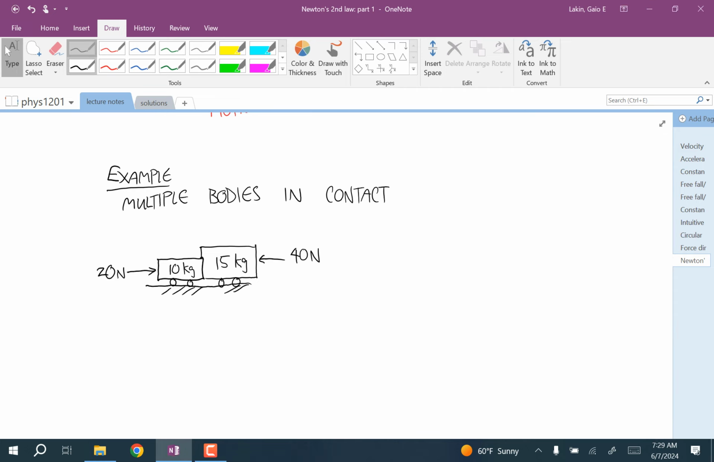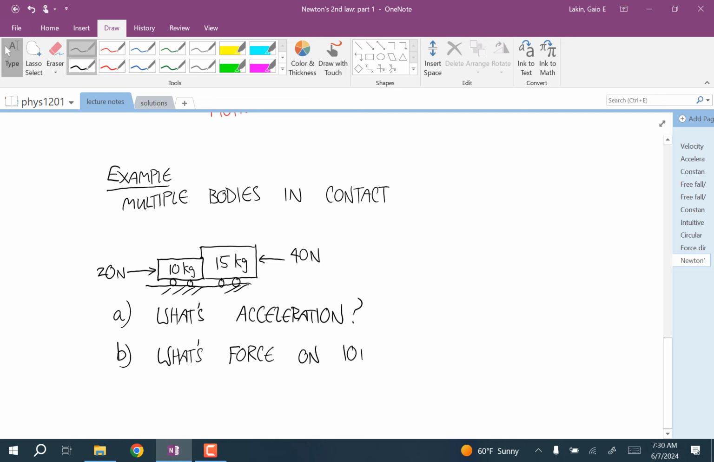We want to calculate the acceleration. And notice that these two things are in contact, so their accelerations are going to be the same. So when I say what's the acceleration, this is a case where calculating the acceleration of one is the same as calculating the acceleration of the other one. And then second, we want to calculate the force on one of these by the other. That's a pretty common thing. So what's the force on the 10 kilogram by the 15 kilogram?